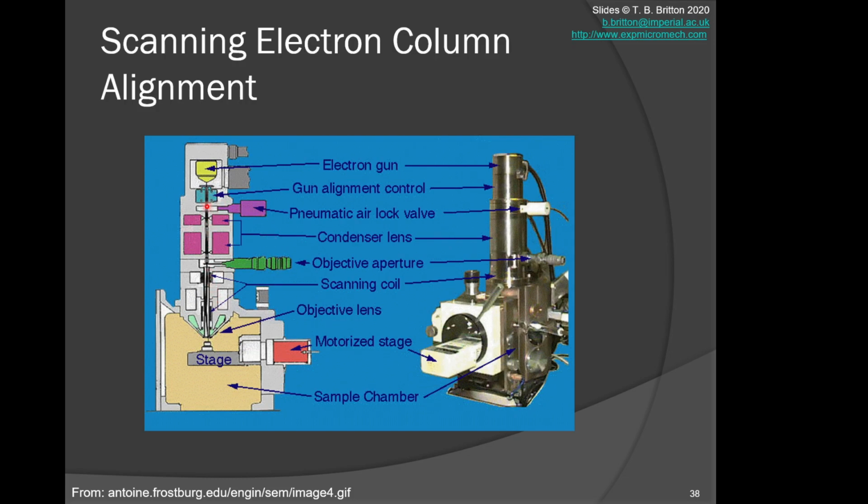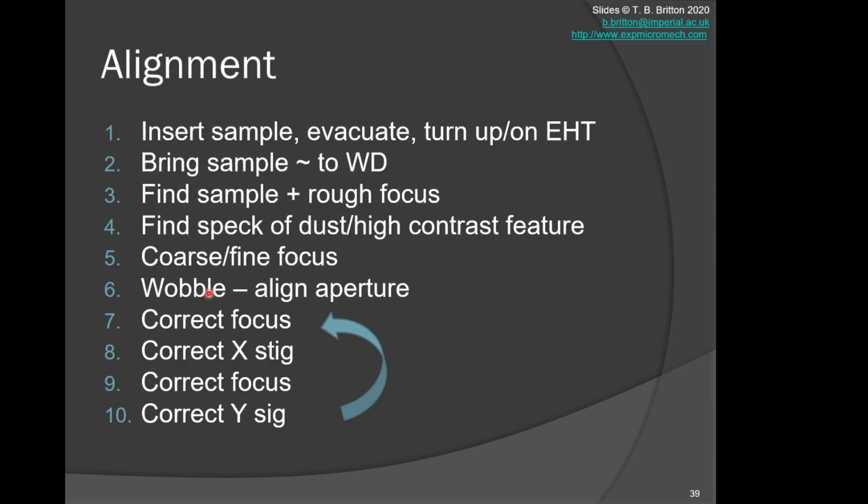The whole purpose of this is to draw the primary beam down the optical axis of the system, so you're hitting the sweet spots of each of the alignment features that you want to use later on. And so you'll reduce distortion, astigmatism, and a whole range of other bits and pieces. So the alignment process is that often you'll insert the sample, you'll evacuate, you'll turn on or up the high tension, so you'll turn on the voltage on your system.